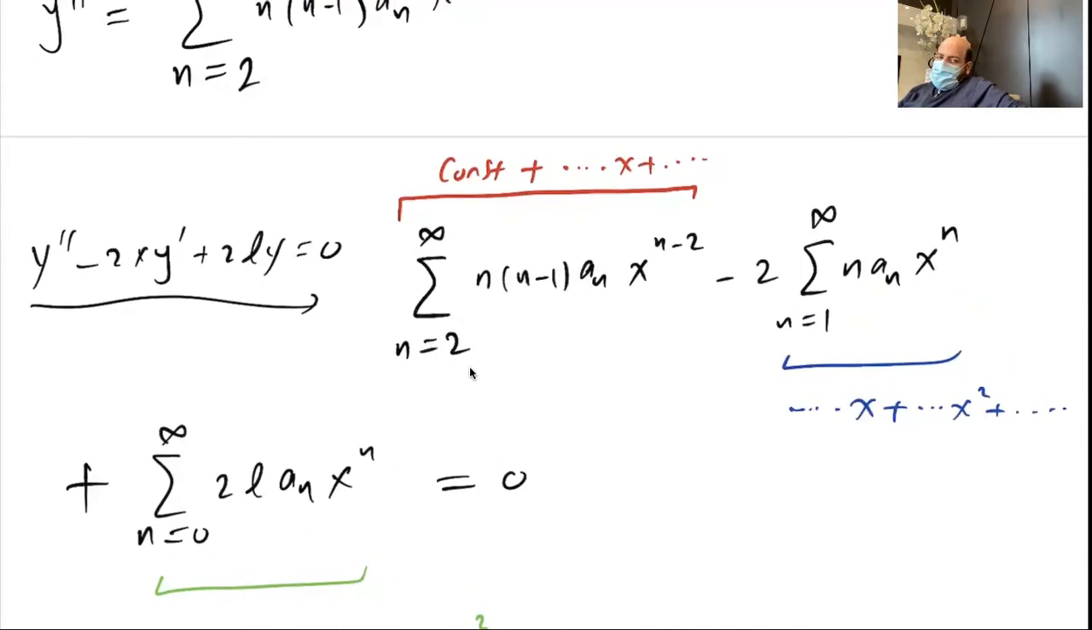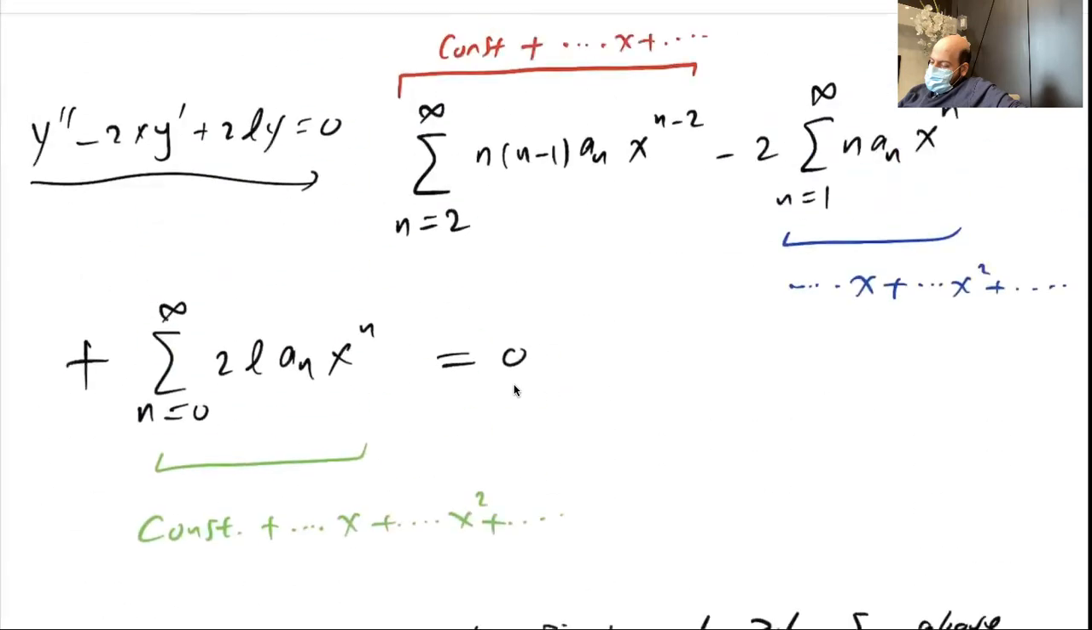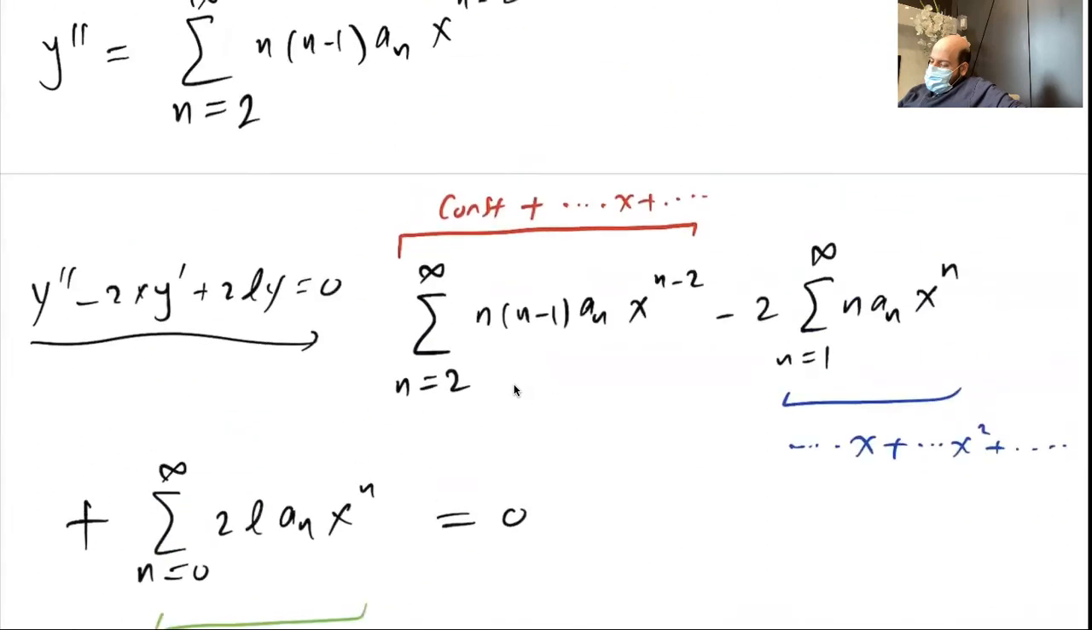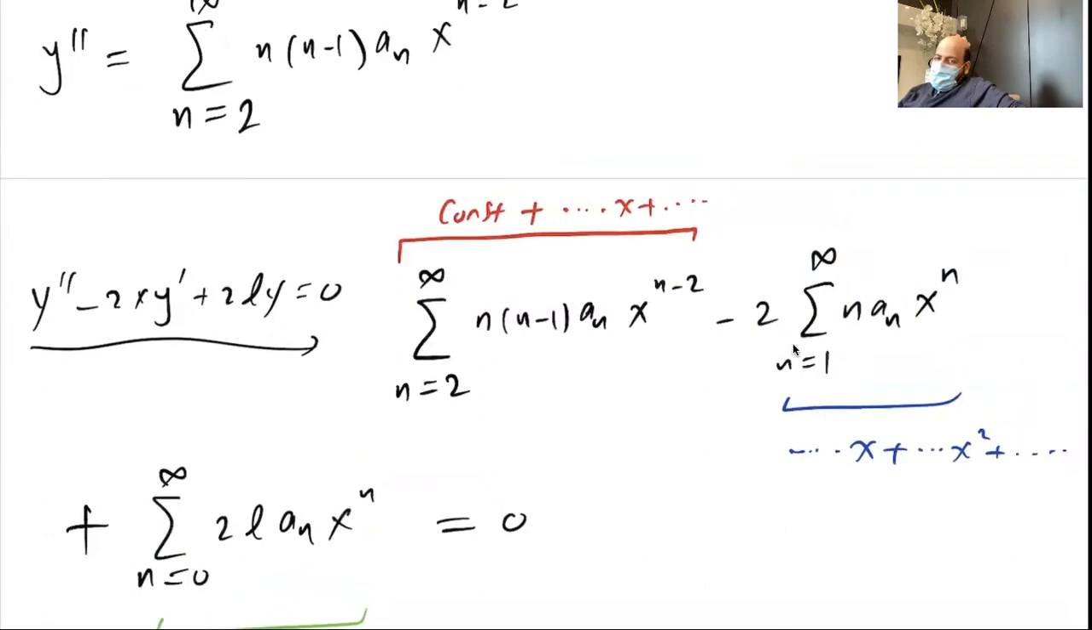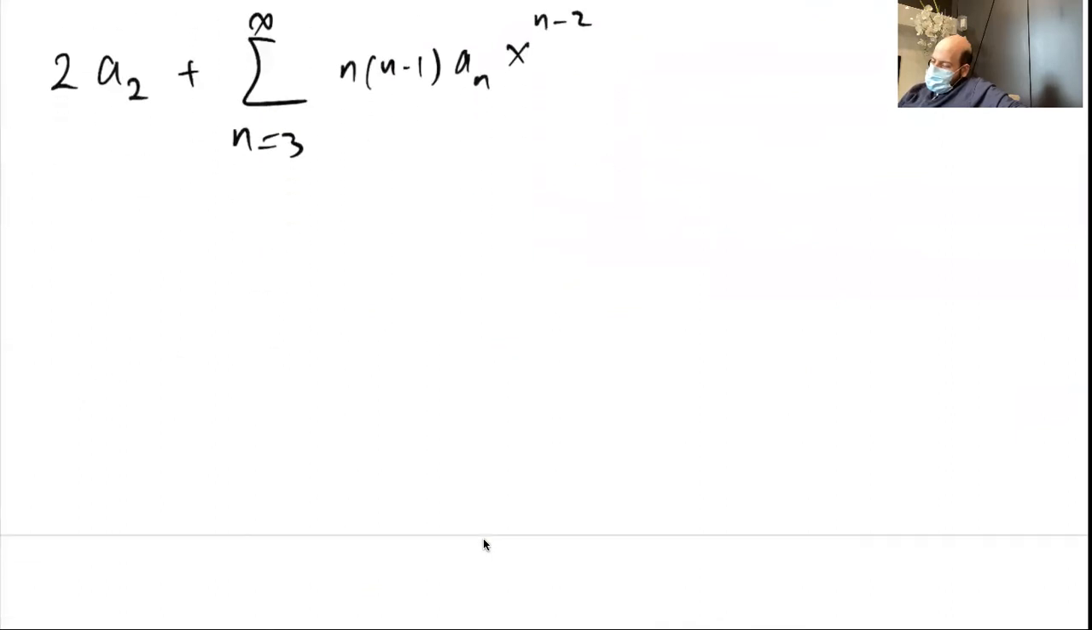Then what will be left? n from 3 to infinity, because 2 is already separated. So n equals 3 to infinity, n minus 1, a n, x to the power n minus 2, plus. This one I can just write as it is because I didn't have to break down this sigma. I just had to break down the first and third one. So minus 2 sigma n a n x to the power n from 1 to infinity.